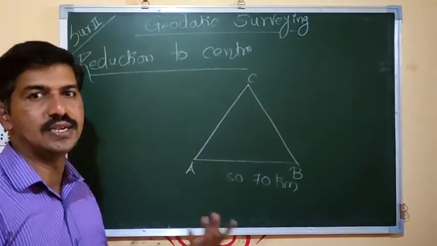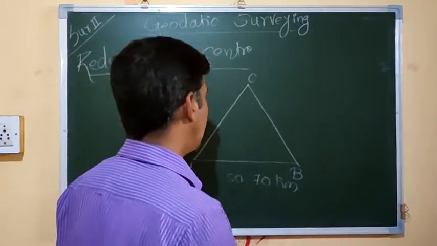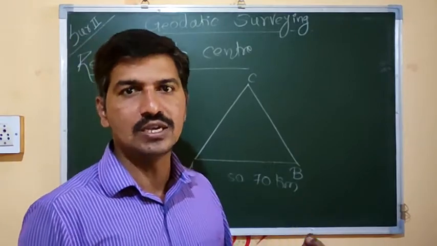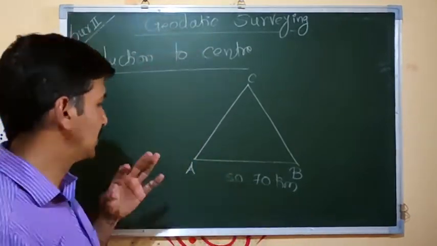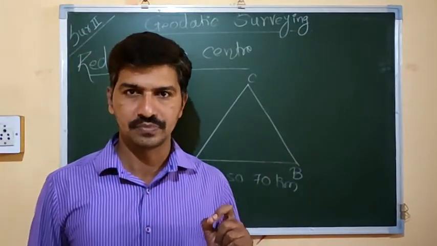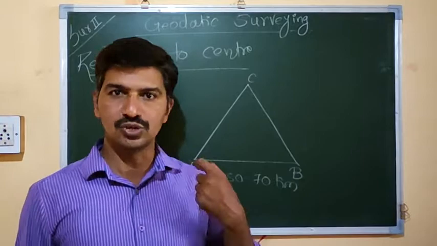As we are doing geodetic surveying, the area is larger than 250 square kilometers. So suppose point A and point B are separated by, say, 50 to 70 kilometers. Now, what we have decided is that A and B should be intervisible to each other.